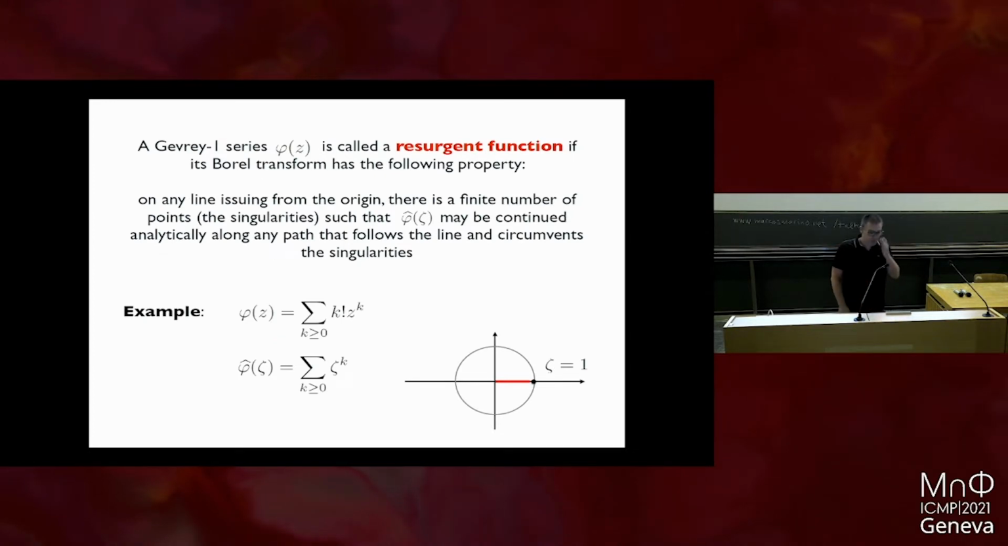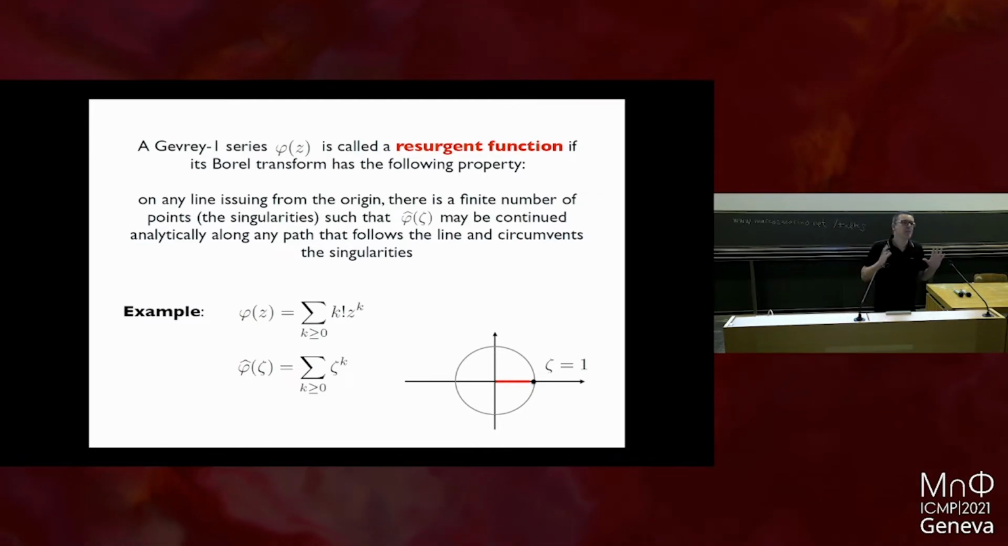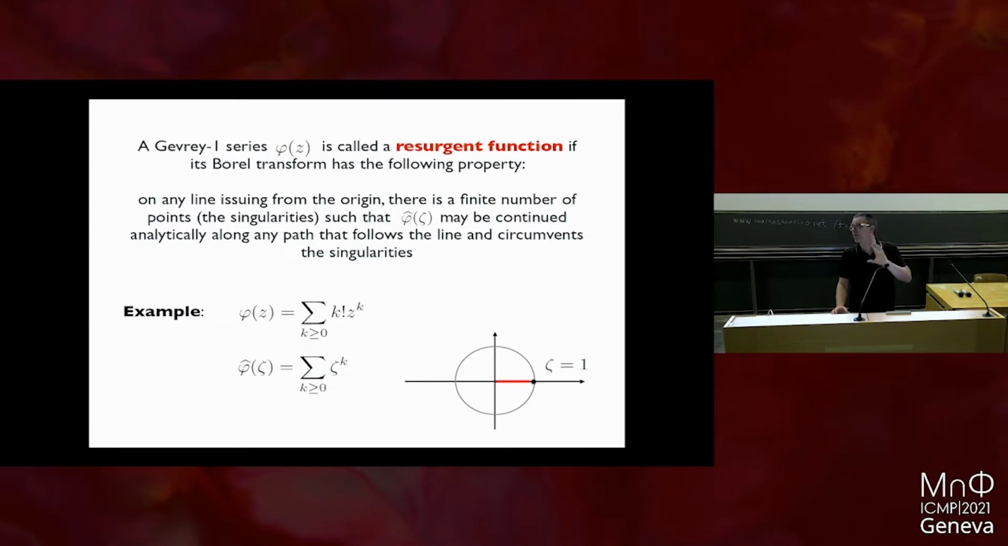Now, if we want to do something useful with these Borel transforms, we want these functions not to be very wide. The technical requirement for this is what is called the resurgent function property. Now, the resurgent function property, which you can think of as a property of the original Gevrey-1 series, is the following. Technically, the definition of a resurgent function is the following.